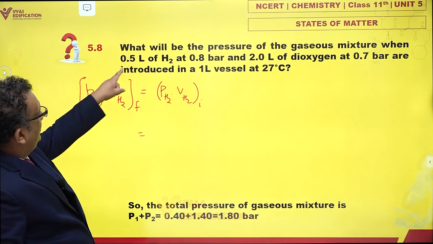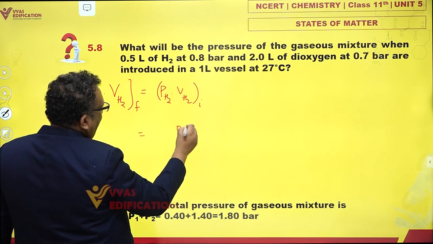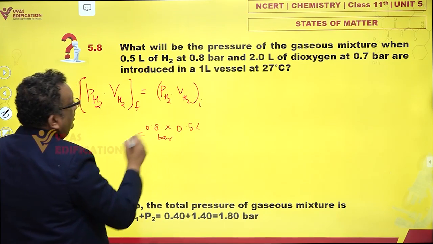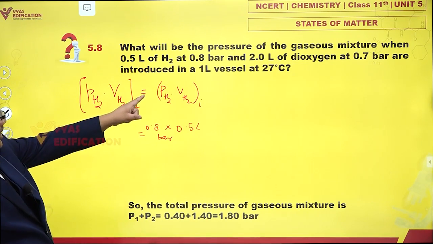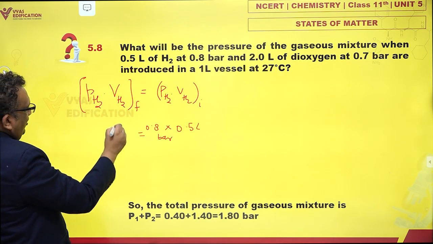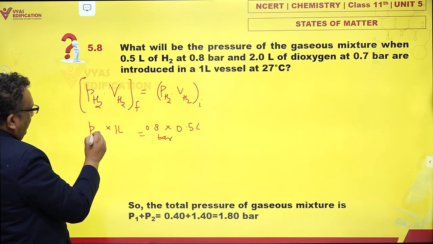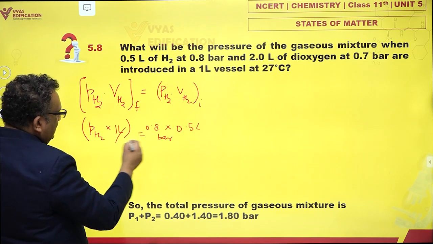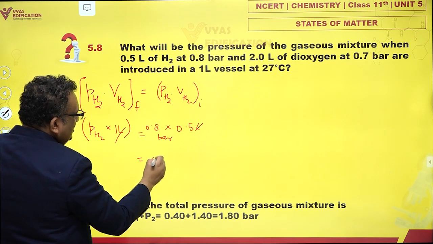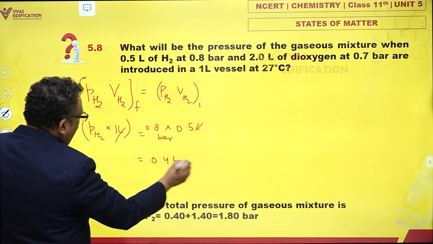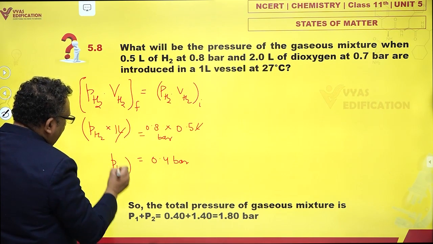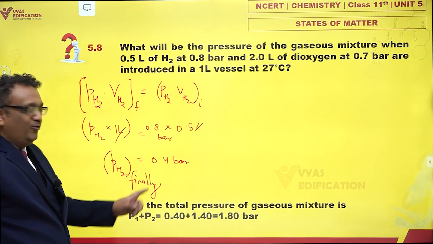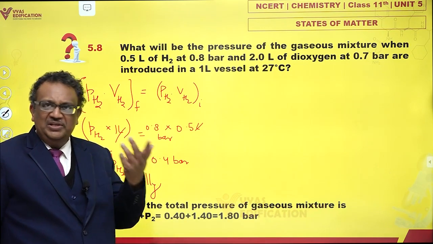What was initially? I had volume of hydrogen 0.5 liters and pressure is 0.8 bar. And finally, I have 1 liter vessel. Volume of hydrogen is 1 liter into partial pressure of hydrogen, we don't know, finally. So let us see. How much is this? Oh wow, this is 0.4 bar. So partial pressure of hydrogen finally is 0.4 bars. Is it fine? Yes.